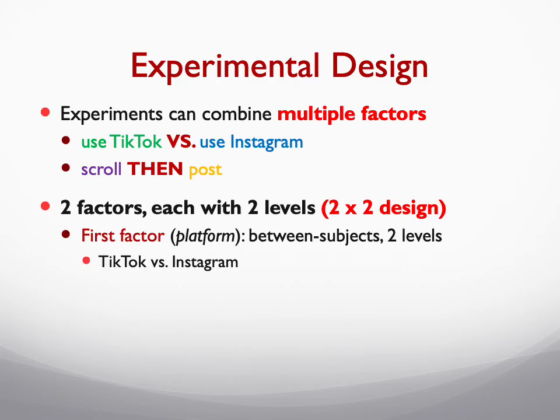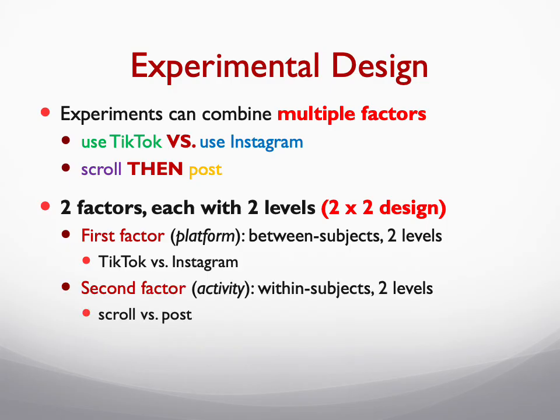And so in this case, my first factor would be the platform. This is going to be a between subjects factor with 2 levels. So I have some of my participants using TikTok and some of my participants using Instagram. And they're only using one of those, so it's between subjects. They're only using TikTok or they're only using Instagram. And I have 2 possibilities here.